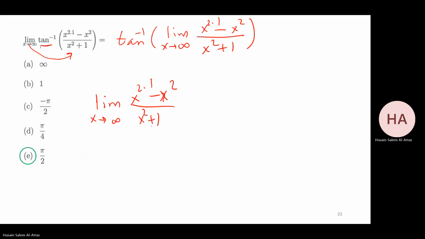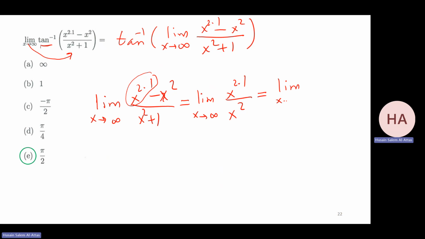One way I can think of it: where is the control? The control is here, the highest power. So this will be limit, as x goes to infinity, x to the power 2.1 over x to the power 2. Since there is the control, you take it as a common factor, then you can kill everything. And that will be what? Limit, as x goes to infinity, x to the power 0.1. But as this goes to infinity, infinity to the power 0.1, this is positive value. So the answer is plus infinity.